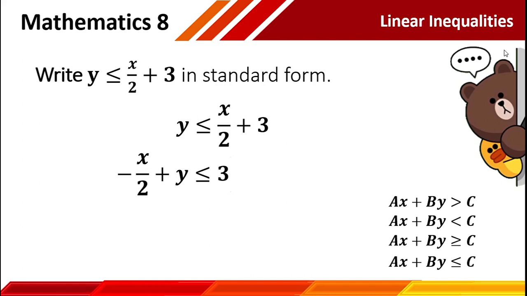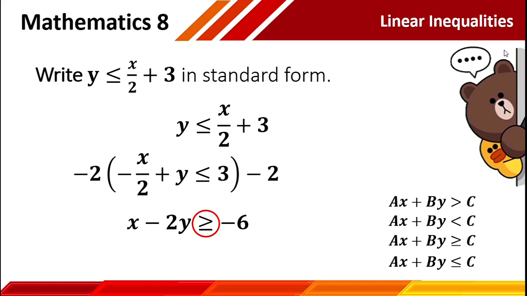And then because we have a negative leading coefficient and a fraction as well, we will be multiplying both sides by negative 2. Again, class, when we are multiplying or dividing in linear inequality, the symbol will be switched. So when we multiply negative 2 on our linear inequality, it will be x minus 2y is greater than or equal to negative 6. Because we multiply the inequality by negative 2, our inequality symbol switched to greater than or equal.